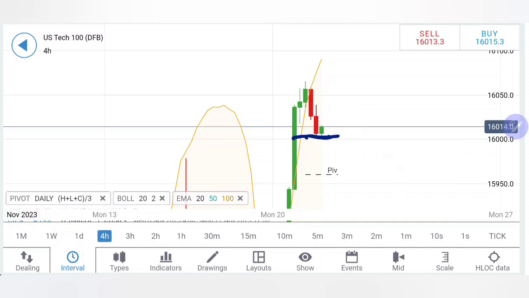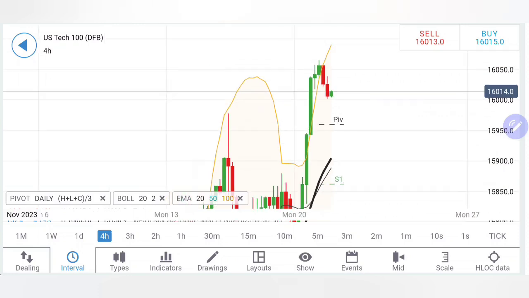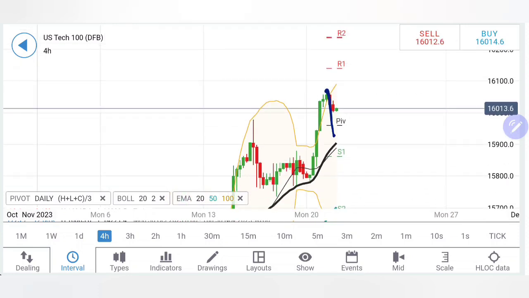However, once it breaks below 16,000, you can initiate a selling position where you can expect 15,980, 15,960 as a greater support. And if you notice, there is too much divergence of the price from the 20 period moving average, which is right now sitting at 15,900.